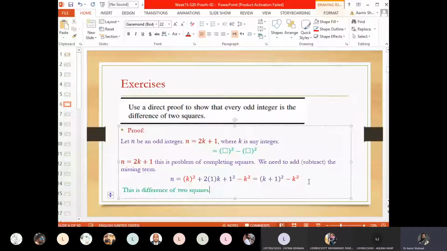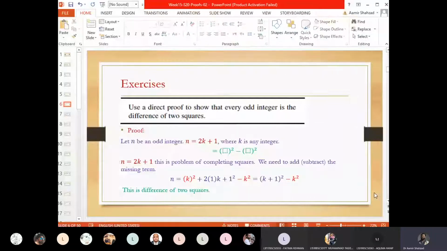So जब भी हमारे पास कोई odd number है, so it will be difference of not only two squares but those two squares are consecutive squares. एक k plus 1 का square है, दूसरा k का square है. And this was an interesting result.